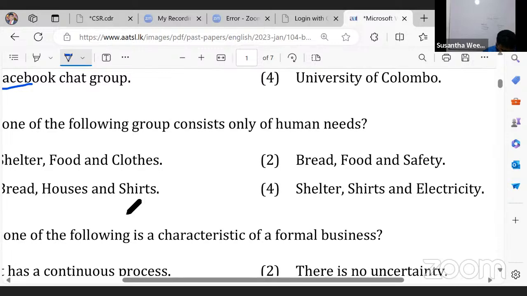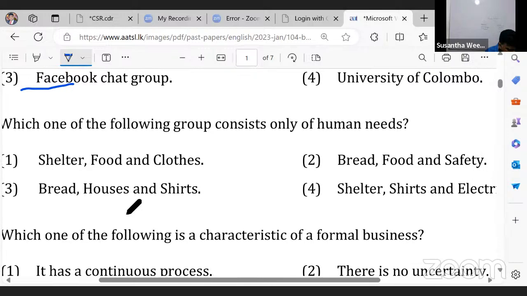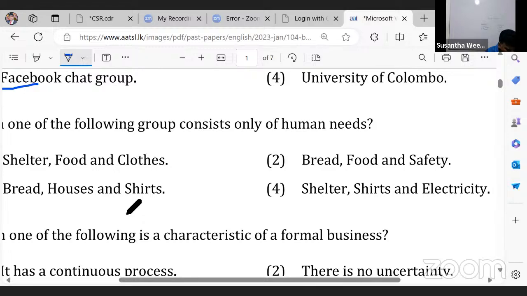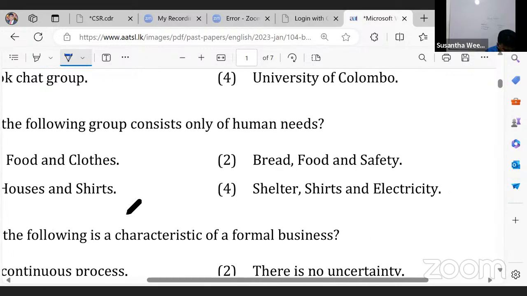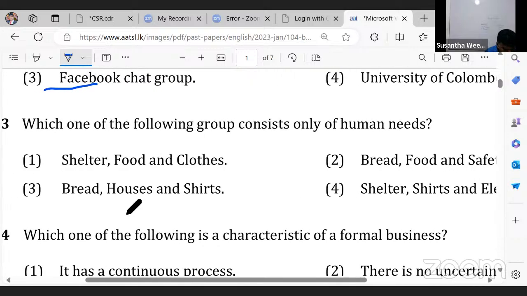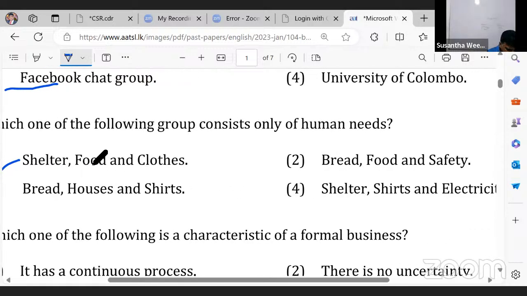Shelter, shirts, and electricity. Shirt is a want in the fourth answer. In the third answer, all are wants. In the second answer, bread is a want. Shelter, food, and clothes, all these 3 are needs. Only human needs.